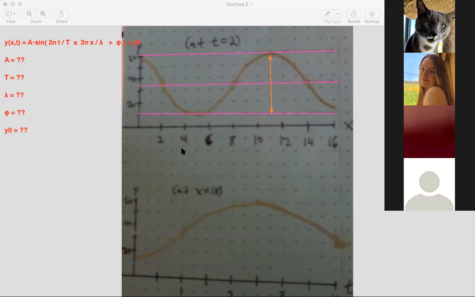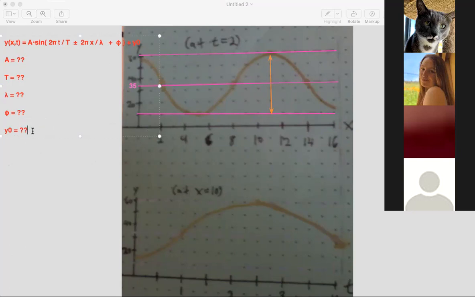The 35 is going to be the center line halfway between highest and lowest points. So we can certainly say that that center line is at 35. But that's not the amplitude. That's what value in the equation? Which one of these parameters tells you the center line? Yeah, that's the value of y naught.